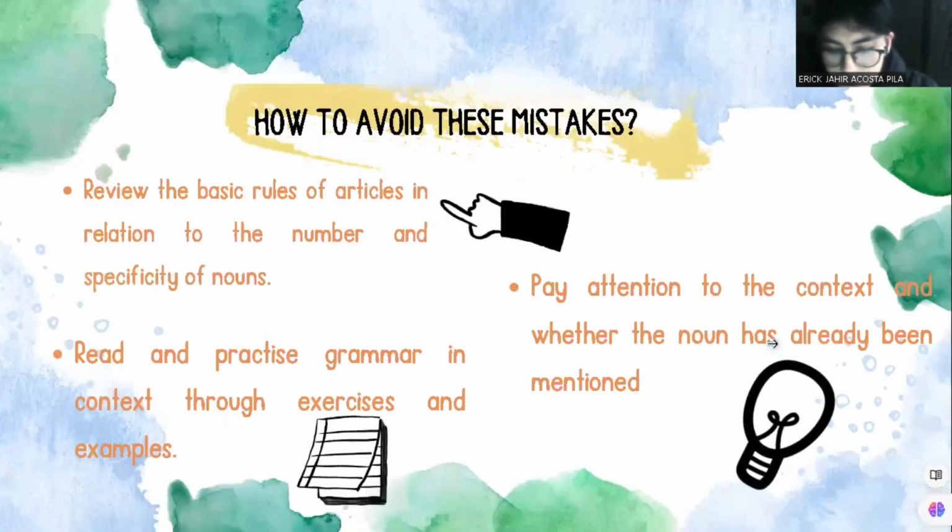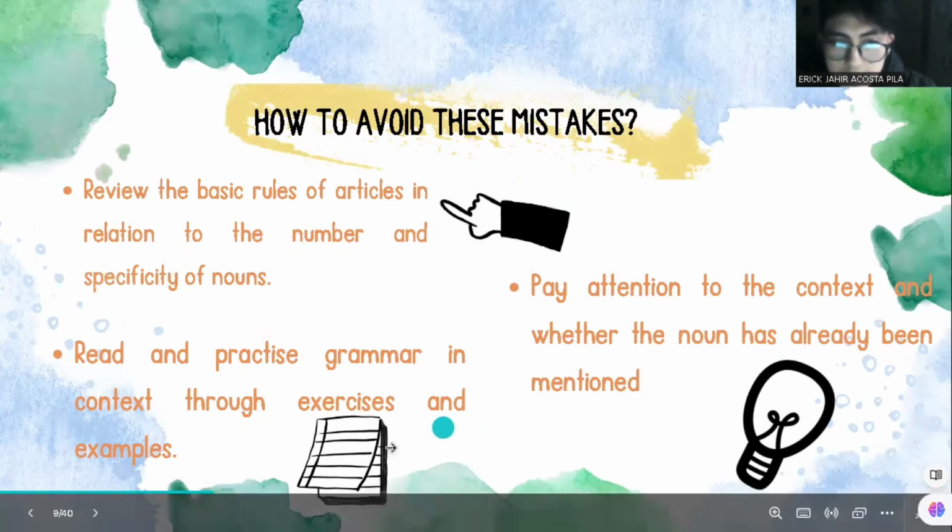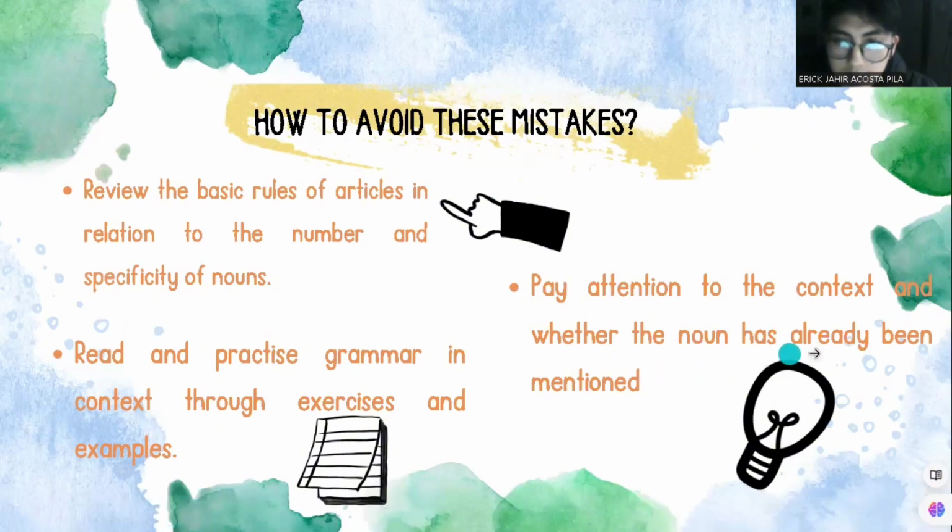To avoid these mistakes, it's important to remember the rules of articles and to practice using them in different contexts. Review the rules of articles in relation to number and specific nouns. Read and practice grammar in context through exercises and examples. And finally, pay attention to the context and whether the noun has already been mentioned.